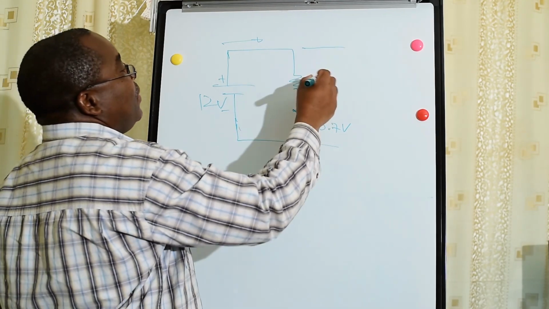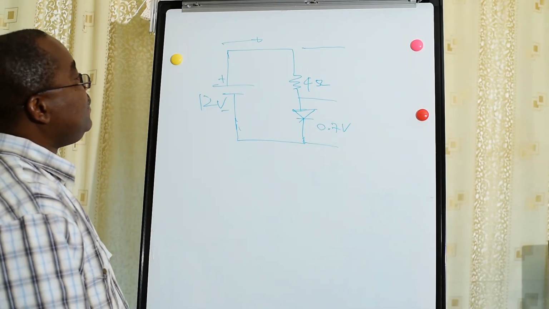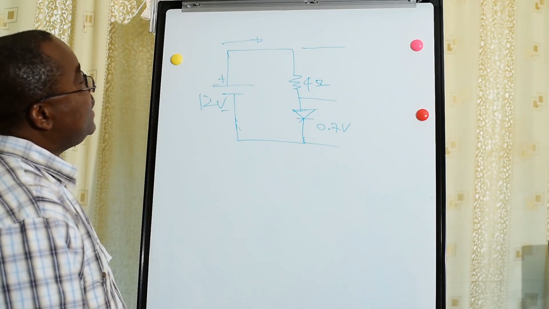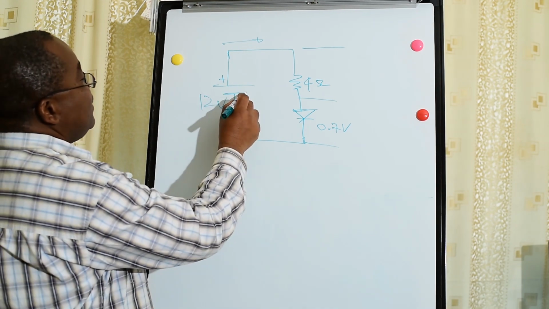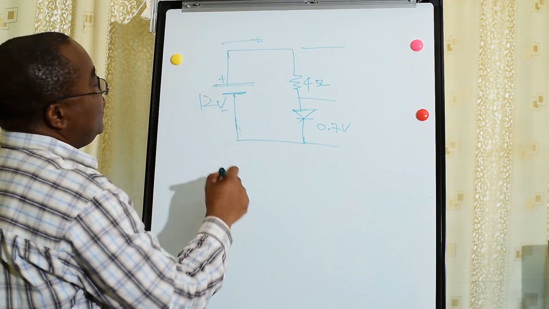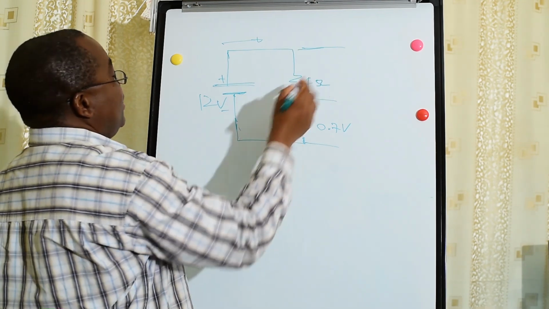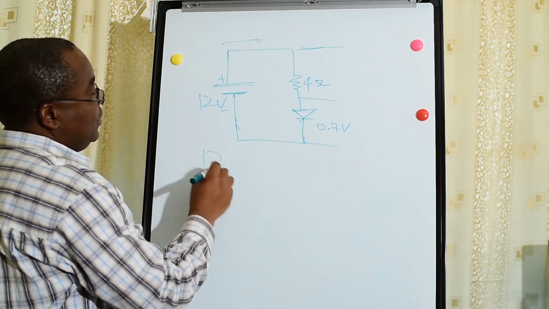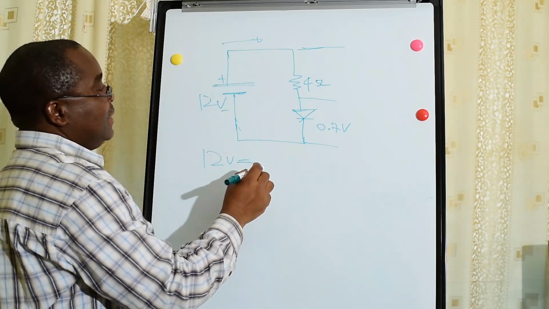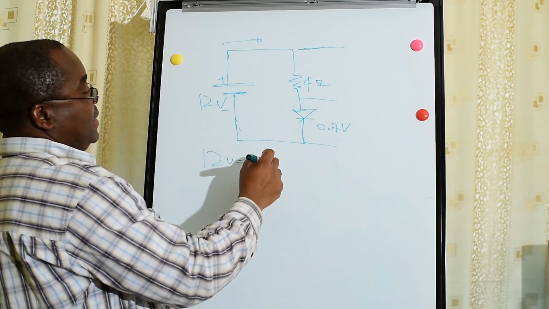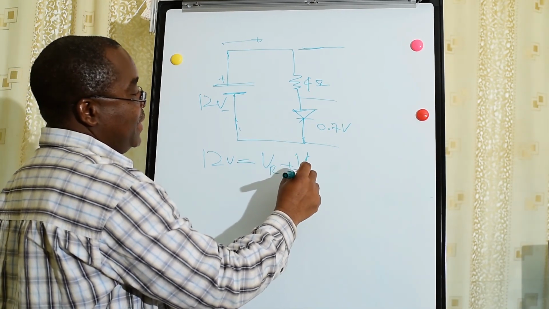So if we want to know how much voltage is in here, by using Kirchhoff's voltage law, we'll find the voltage here, which will be the total voltage, which is 12, equals the voltage in the resistor plus the voltage in the diode.